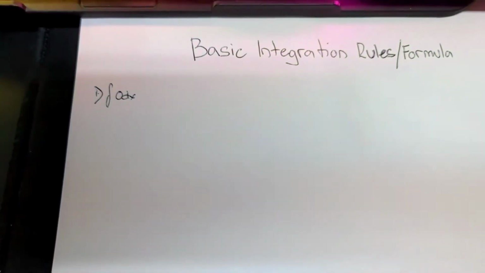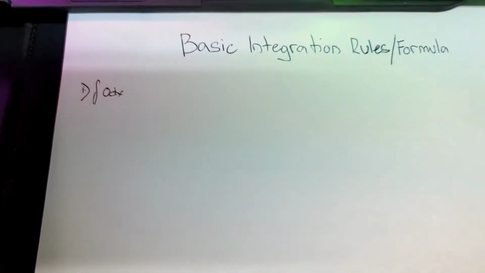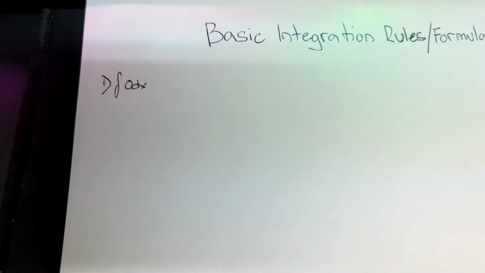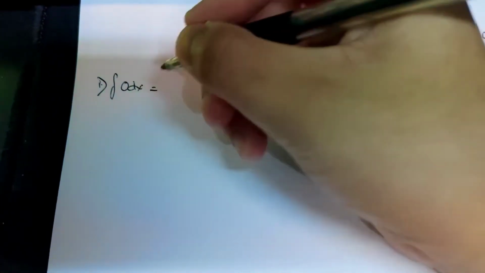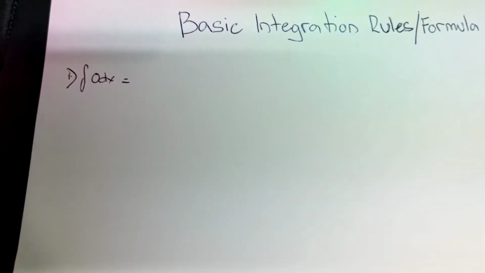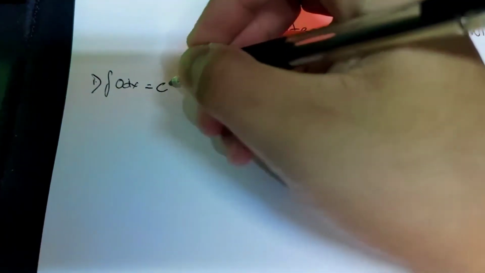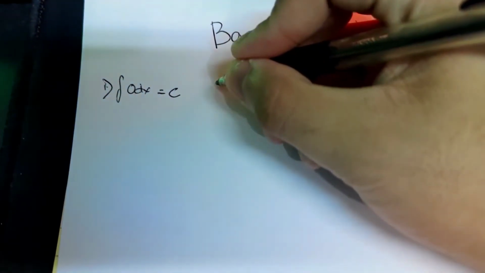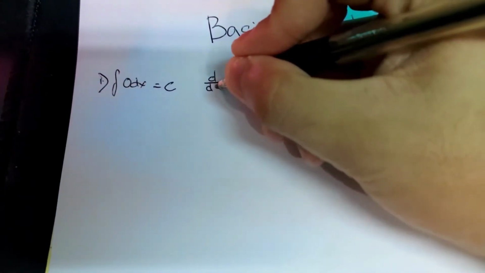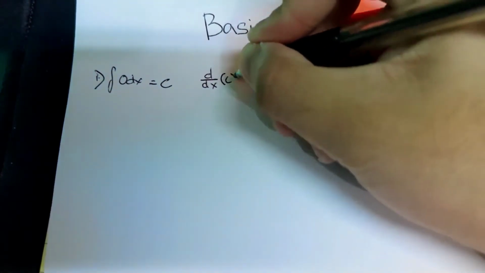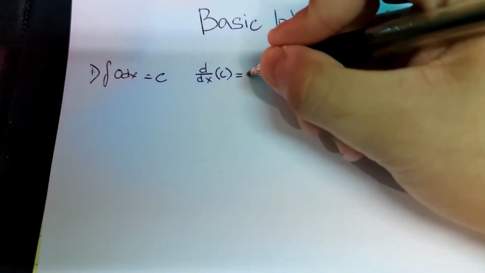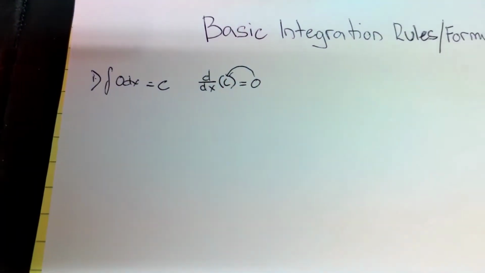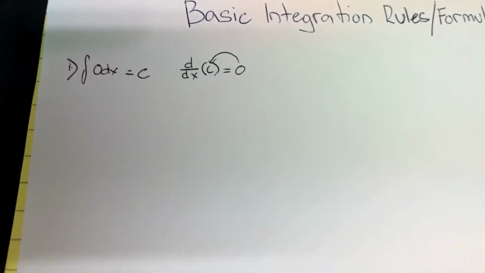So in this video, we're gonna discuss basic integration rules or formulas. First rule, we have the integral of 0 with respect to x. To get this, you think about a function whose derivative is 0. That is c, a constant. Why c? Because if you take the derivative of c, a constant, it is equal to 0, so going from 0 back to c is the antiderivative or integration.